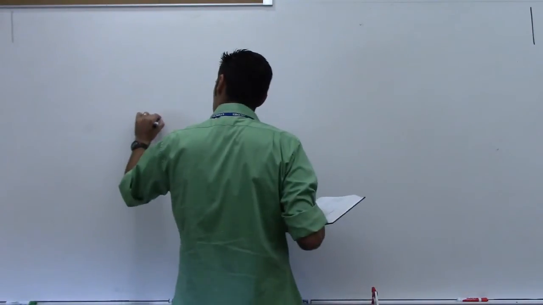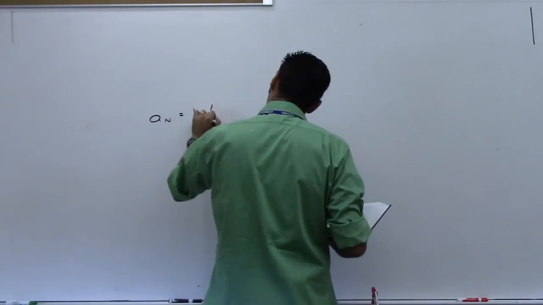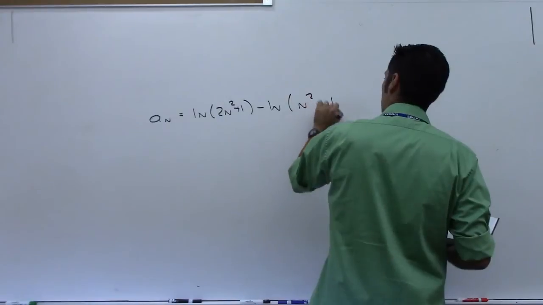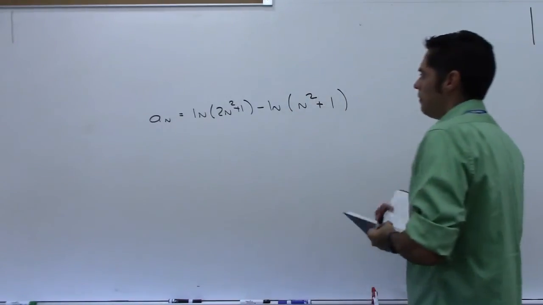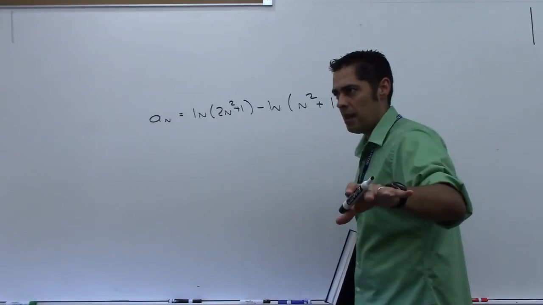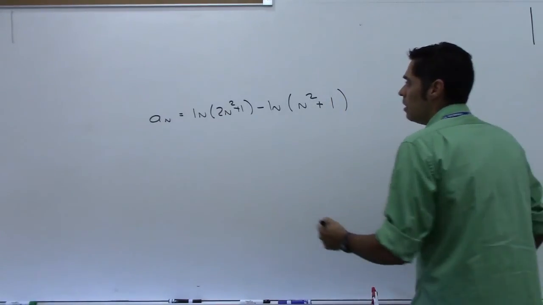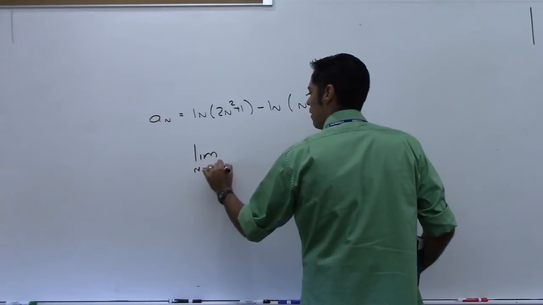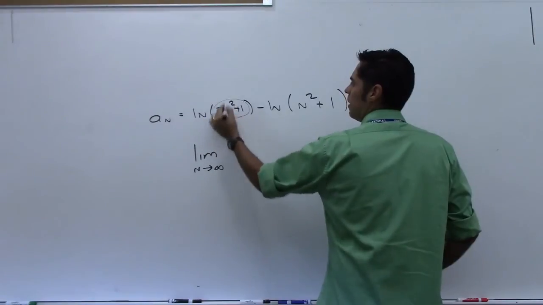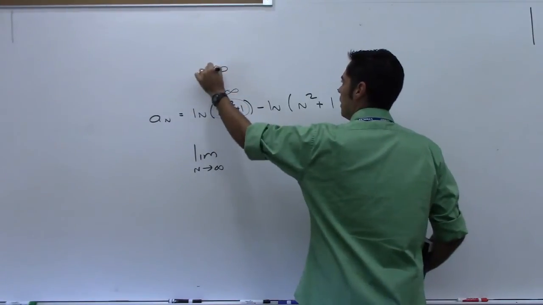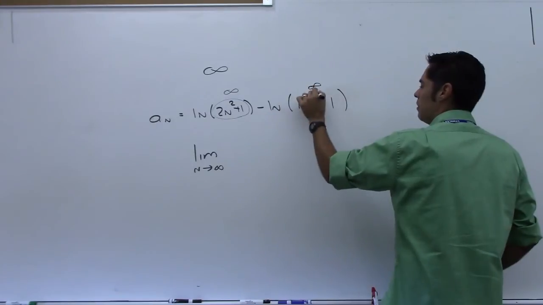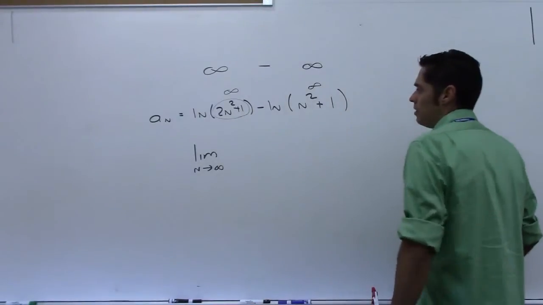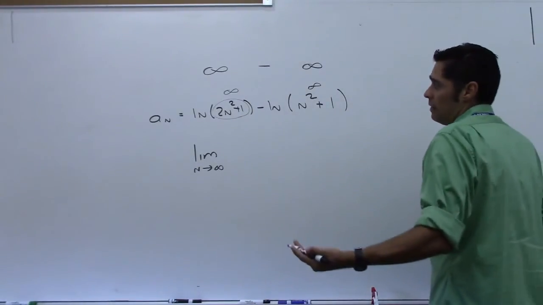So the next one, a sub n equals natural log of 2n squared plus 1 minus natural log of n squared plus 1. On the previous problem, the answer was that it diverged just by inspection of the sequence. So here, if we take the limit as n goes to infinity of this sequence, notice this goes to infinity, and then natural log of infinity goes to infinity. This goes to infinity, and natural log of infinity goes to infinity. So what we have here is an infinity minus an infinity, and that is still an indeterminate form. So we've got to figure out what's going on.